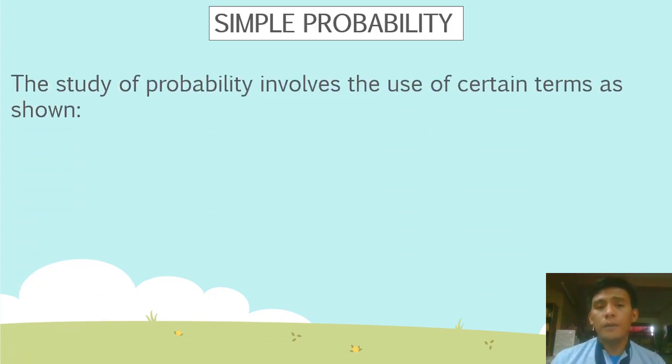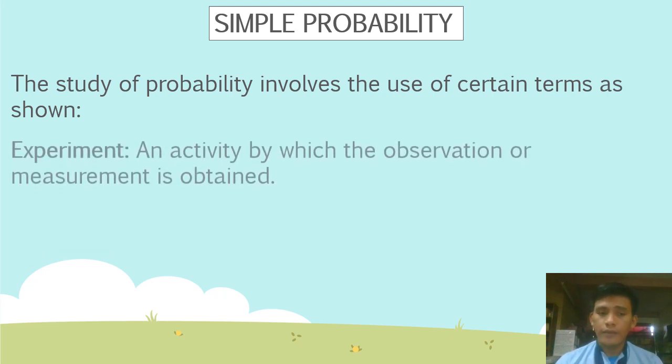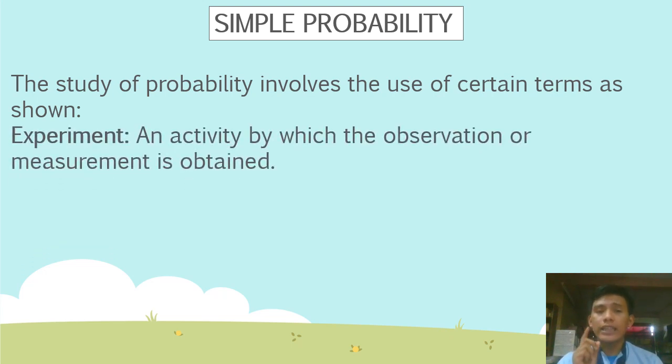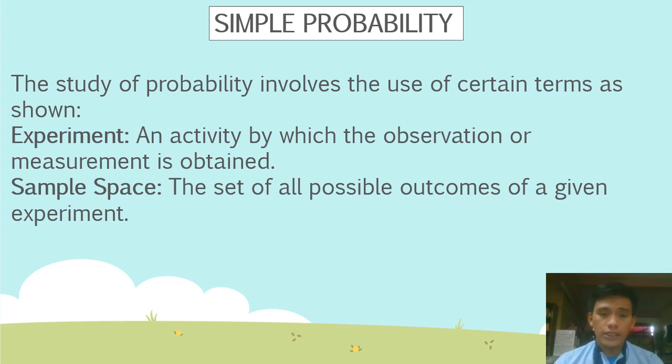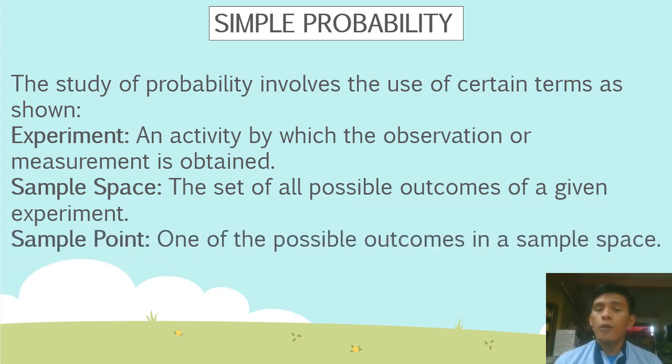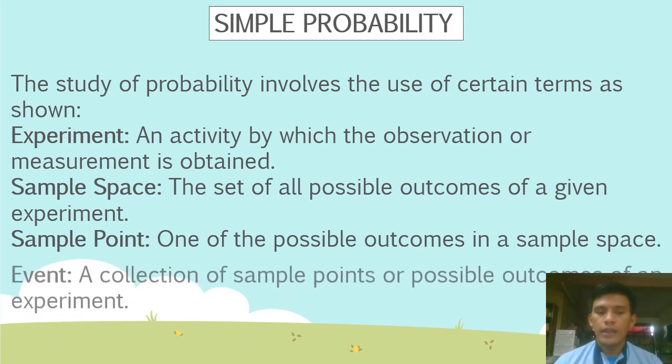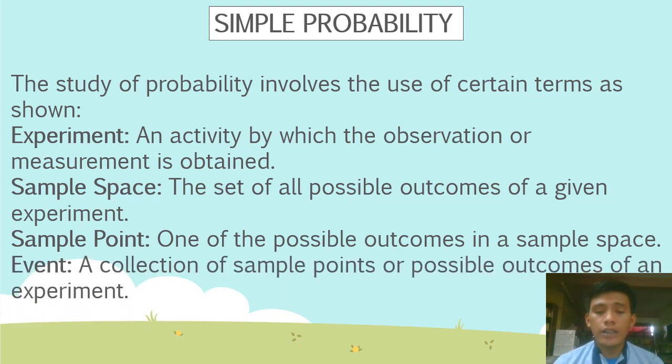The study of probability involves the use of certain terms as shown. Experiment is an activity by which an observation or measurement is obtained. Sample space is the set of all possible outcomes of a given experiment. Sample point is one of the possible outcomes in a sample space. Event is a collection of sample points or possible outcomes of an experiment.